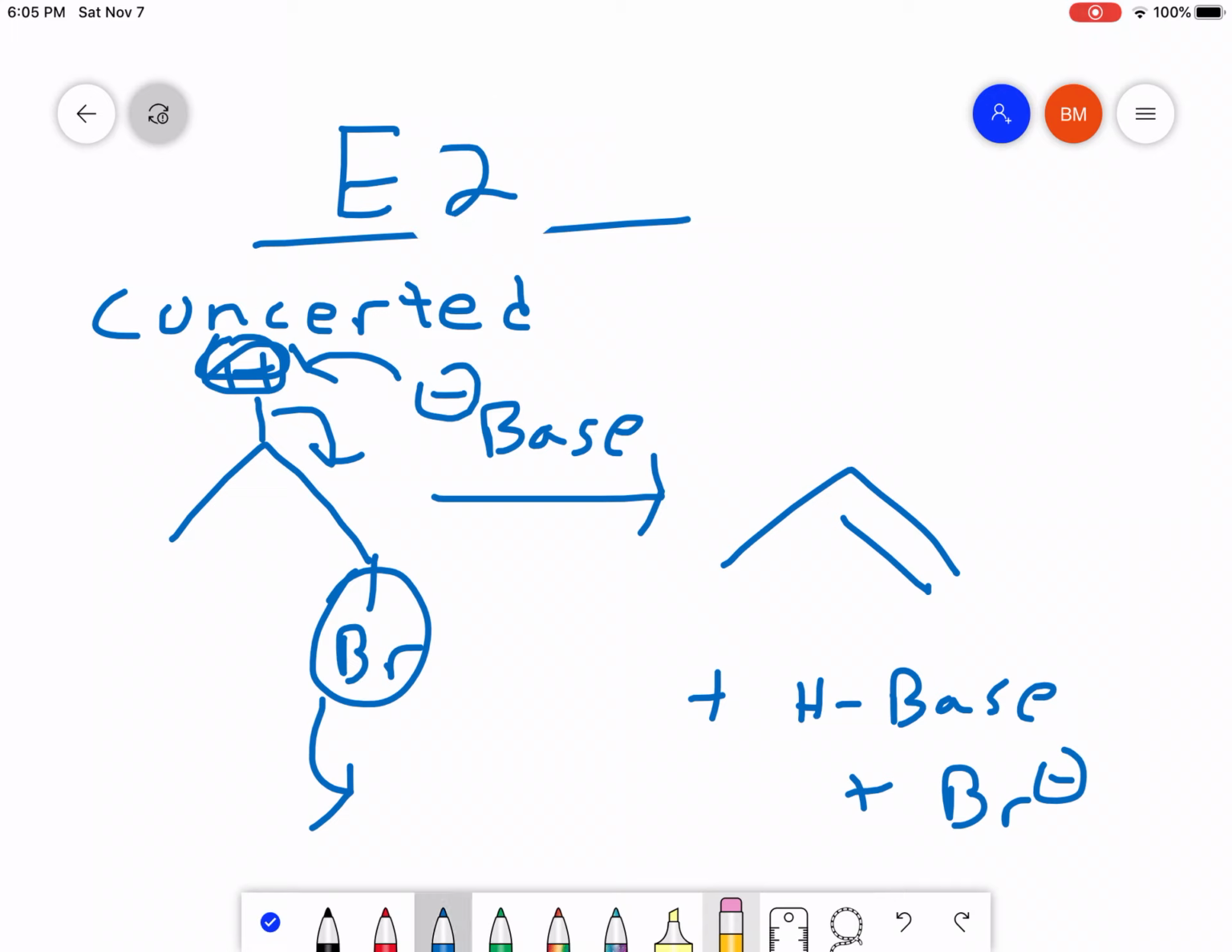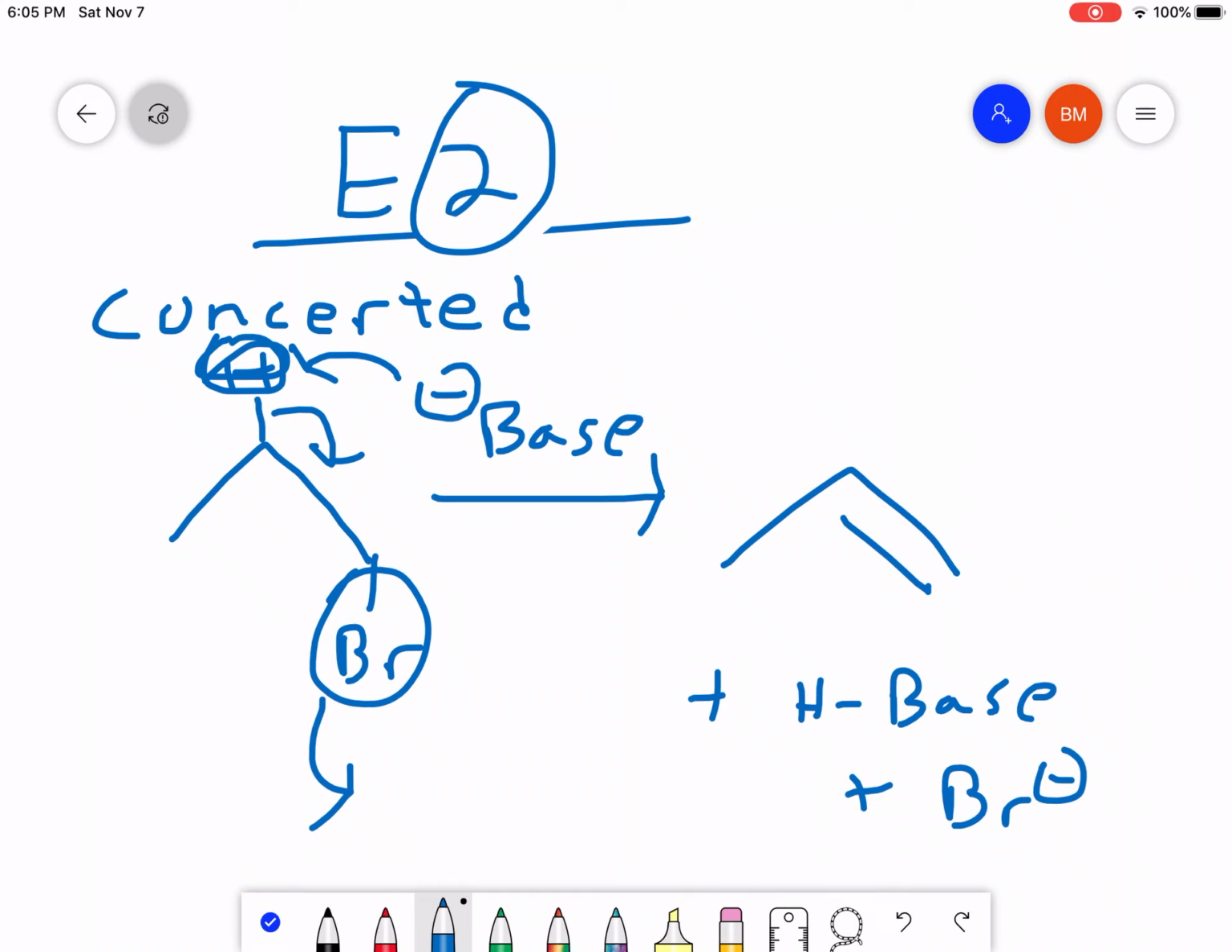Whoops, I did not mean to erase that. I want to circle it. Let's look at the 2. Well, what did the 2 stand for in SN2? It stood for second order, right? We saw that when we wrote the rate equation for an SN2 reaction, both of the reactants were involved in the rate determining step, so it led us to write a rate equation that gives us a second order reaction.